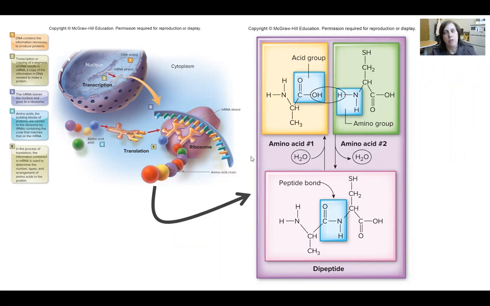So hopefully this gives you a full picture of what's happening with making a protein in the cell, including what types of bonds are formed between those amino acids.